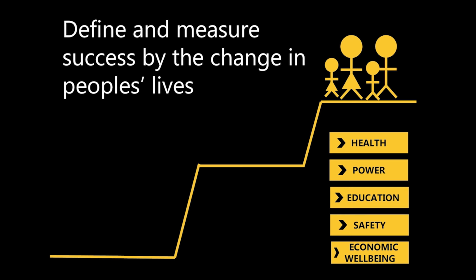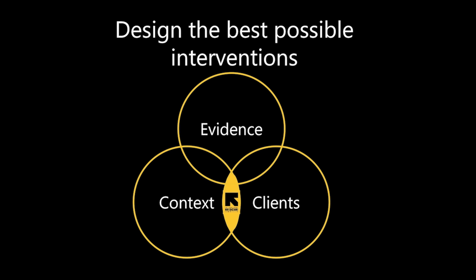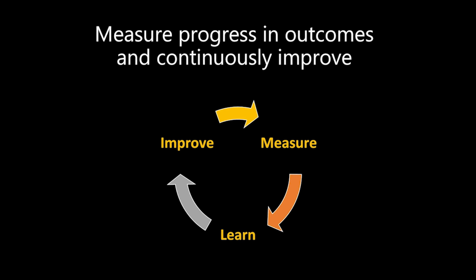First, it means defining and measuring success by the change in people's lives. And in these 5 outcome areas in particular, it also means defining and designing the best possible interventions. And for us, that means using evidence, contextual knowledge, and information and feedback from our clients in the program design process. And finally, it means systematically measuring progress in outcomes so that we can learn and continuously improve.